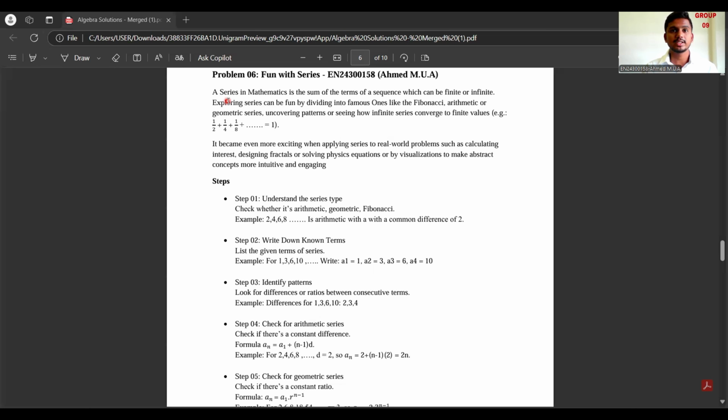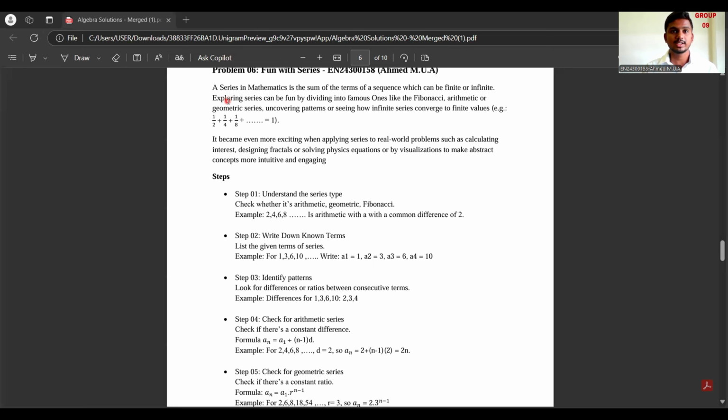Step 1. Understand the series type. Identify whether the series is arithmetic, geometric, or Fibonacci. Series: 2, 4, 6, 8. Step 2. Write down known terms. List the terms of the series given in the problem. Example: 1, 3, 6, 10. A1 equals 1, A2 equals 3, A3 equals 6, A4 equals 10.